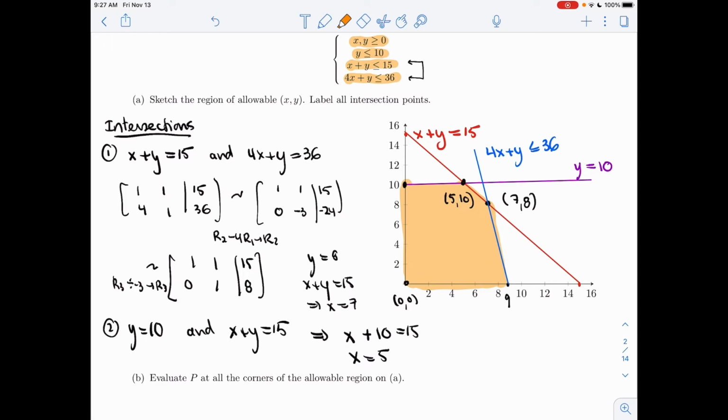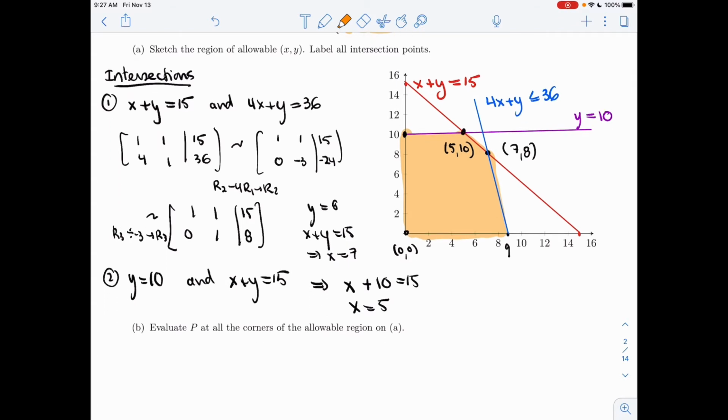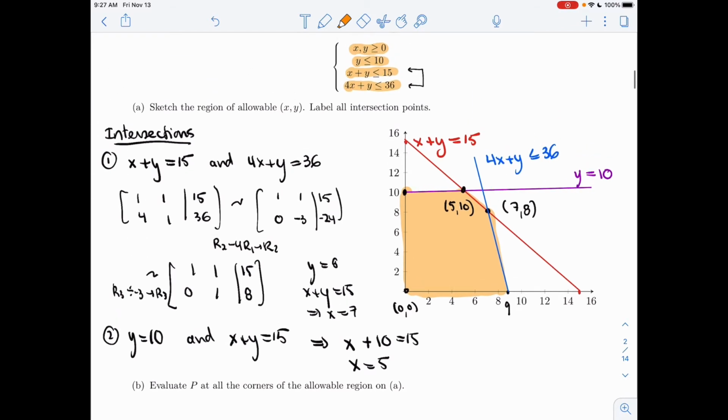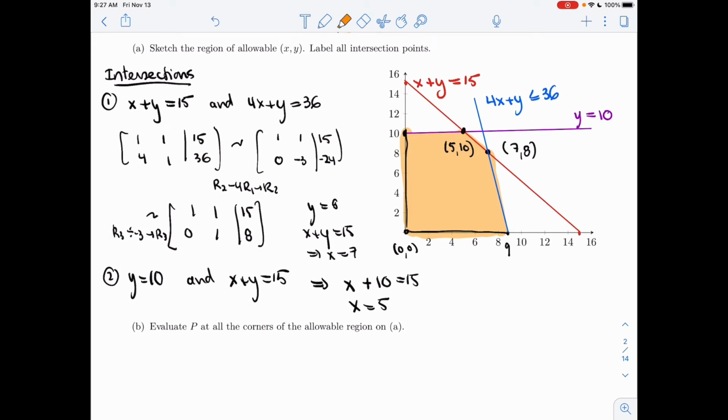All right, this is what the region looks like. We're interested in the orange one because we have less than or equal for all of them except for x is 0 and y is 0. Now I want to evaluate P at all corners of the allowable region. So let's give them names. Let's say this is A, B is 0, 10, this is C, D, and E is 9, 0.